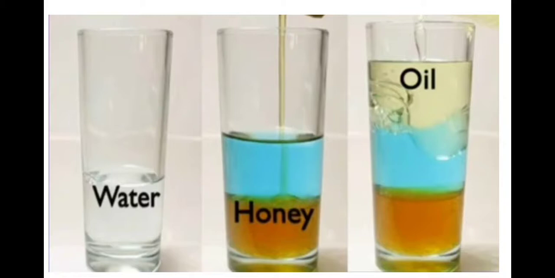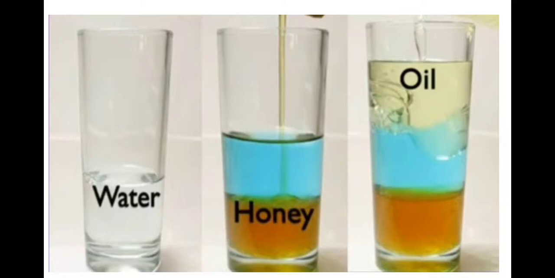First step, pour 1/4 cup of honey in a transparent glass. Second step, pour 1/4 cup of colored water on the top of the honey. Third step, pour 1/4 cup of coconut oil on top of the colored water. Now notice how the different liquids form different layers.